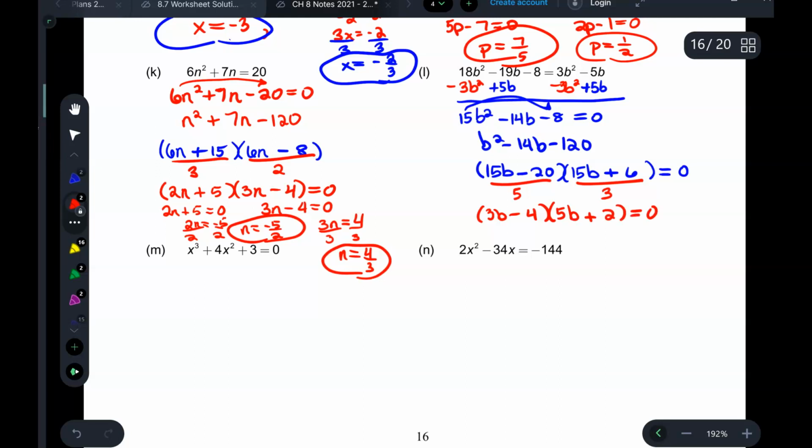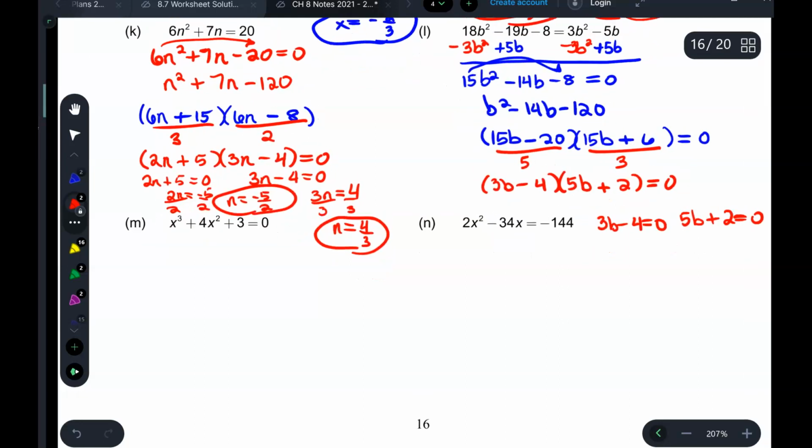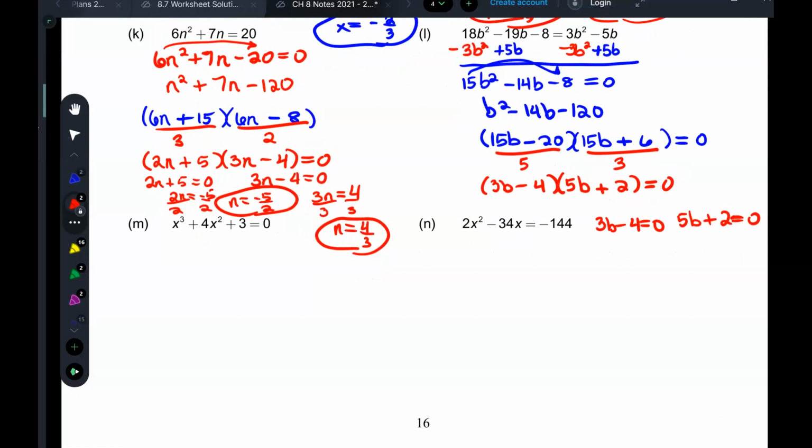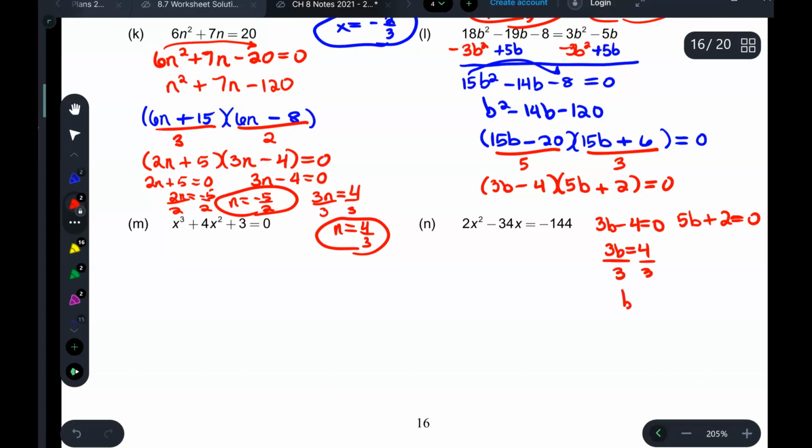Now that it's factored, remember, our goal is to get it in the parentheses and then set each part equal to 0. b equals 4 over 3, and b equals negative 2 over 5. Good. And I'm not going to worry about doing the last two here. I think we got enough practice. We agree? So 3b equals 4. So you said 4/3 and negative 2/5. Good.